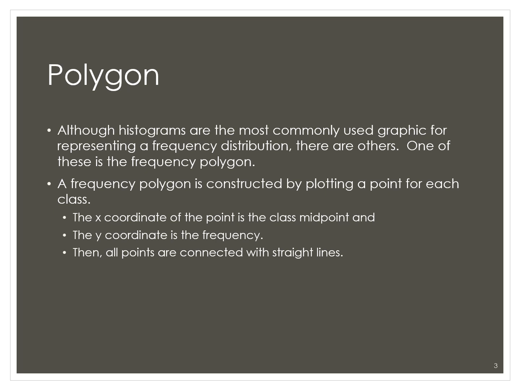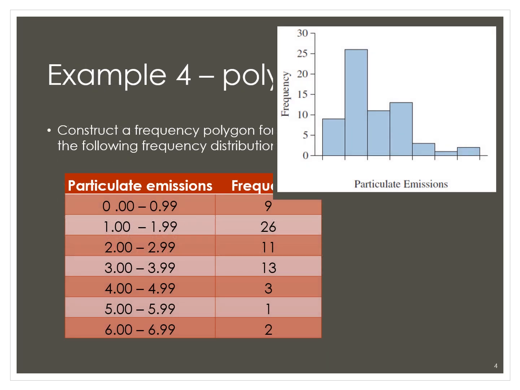Okay, once you have constructed a histogram, you can actually construct a polygon from that histogram. To draw a polygon, you require the class midpoint. Then all points are connected with straight lines. We will see in the next slide. Now we have our frequency distribution table, and from the frequency table we can construct a histogram, and then from the histogram we can construct a polygon.